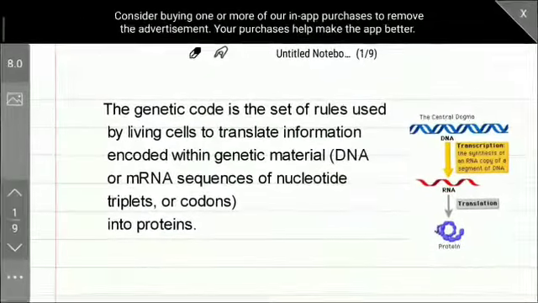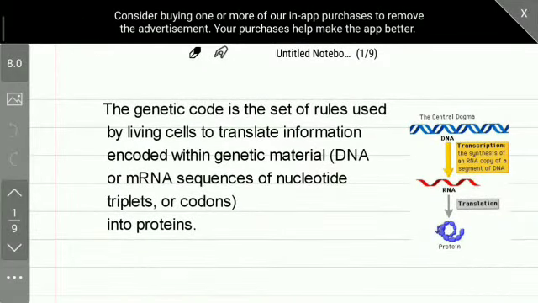Alright, okay. Dear students, in this video we are going to see the genetic code. Now let us see the definition of the genetic code. The genetic code is the set of rules used by living cells to translate information encoded within genetic material into proteins.